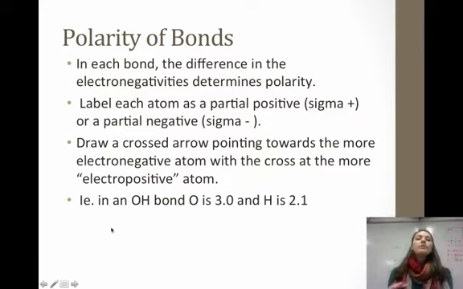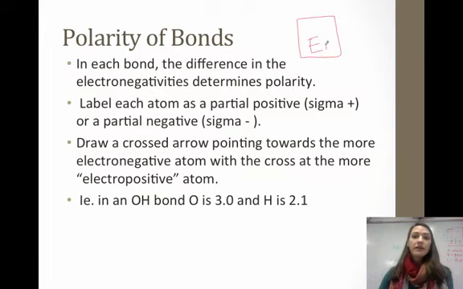When we're labeling bonds, sometimes we don't need the values. We just need to compare them. So what I like to do whenever I'm talking about polarity is start with my electronegativity and just make a little chart up at the top, so I have a reminder. It goes up and to the right. And what we're going to do is label each atom as a partial positive or a partial negative. These are called partial charges.